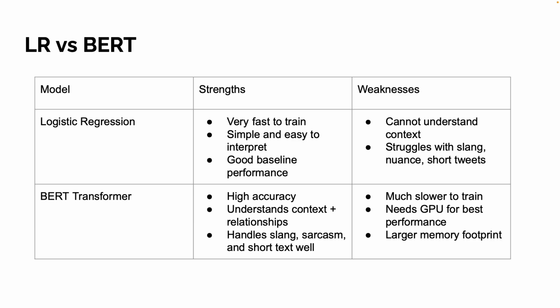As for the transformer, it has higher accuracy because it uses context and the relationships between words and cues. It handles slang, sarcasm, and ambiguous text effectively. The cost is computational. The training is slow, GPUs are needed for better performance, and the memory requirement is significantly higher.